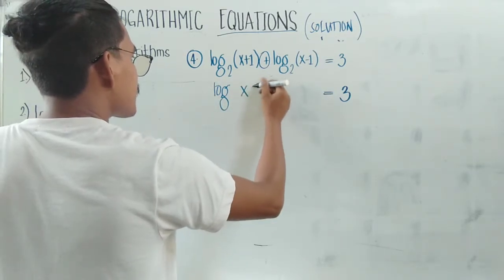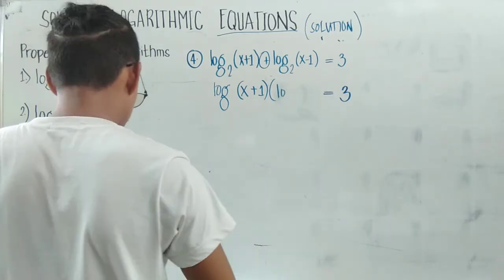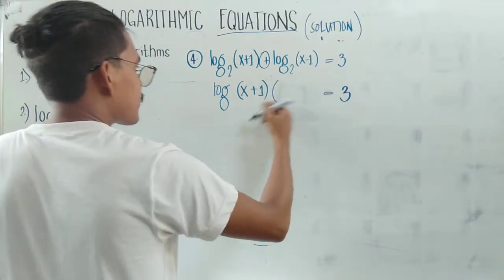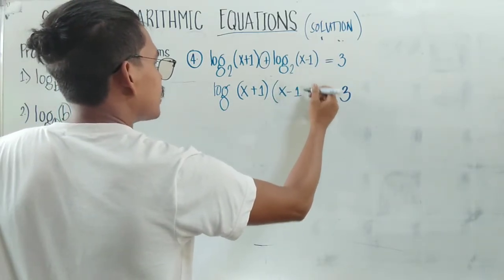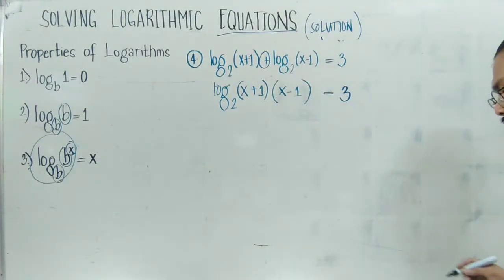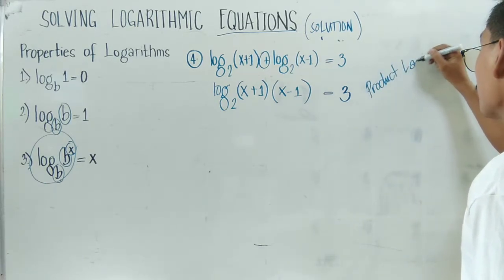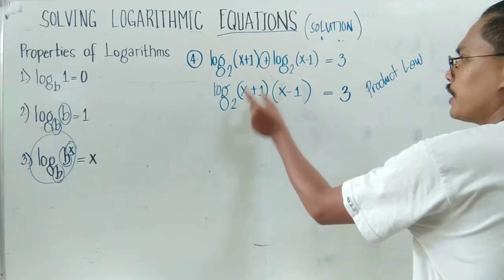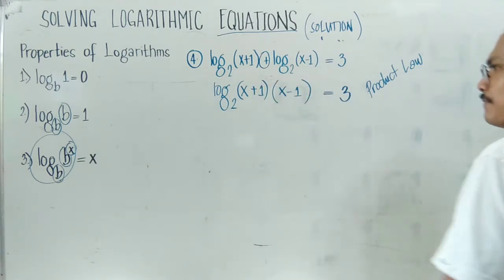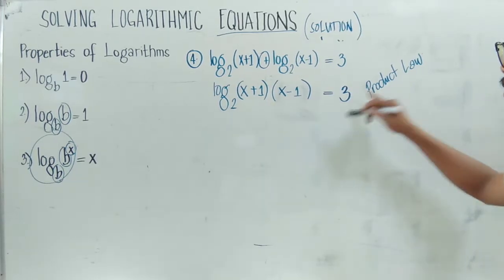That's log of the quantity x plus 1 times x minus 1 base 2. So the property or the law that we are using is the product law. You can see the product: we are multiplying x plus 1 and x minus 1. So this is a product law.